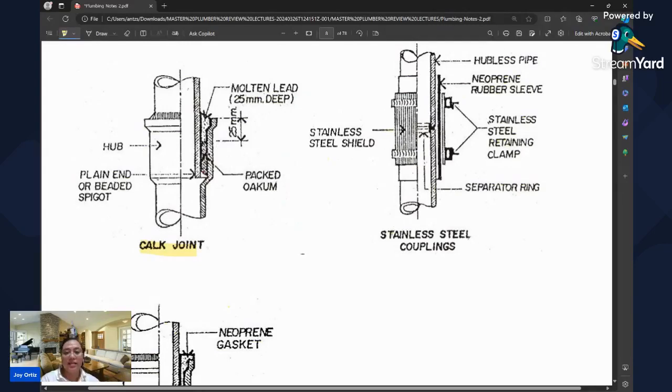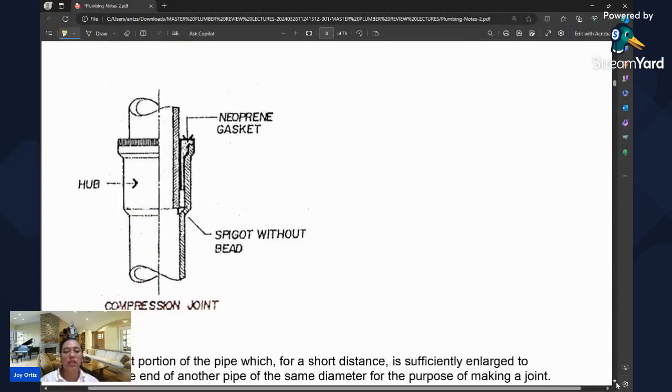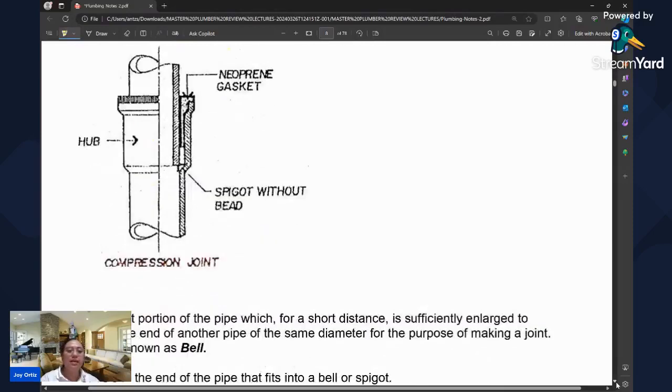And here's the stainless steel coupling. There's a stainless steel shield. The neoprene, and hubless pipe, neoprene rubber, so yung mga joint niya. And we have the stainless steel retaining clamp. Yung mga clamp. So very important po yung may mga joints kasi para hindi siya ganun kagalaw. Kasi if ever malalakas po yung pressure, at least meron, magiging stabilized po siya.